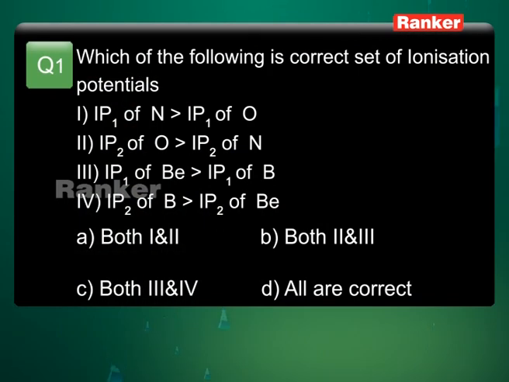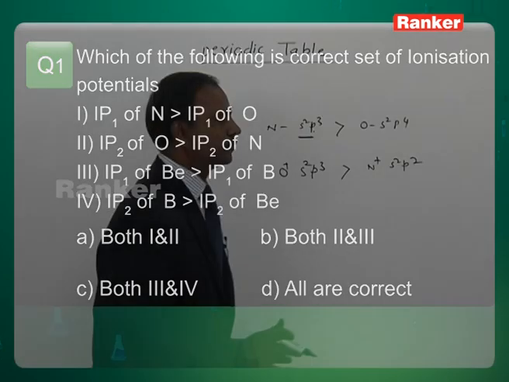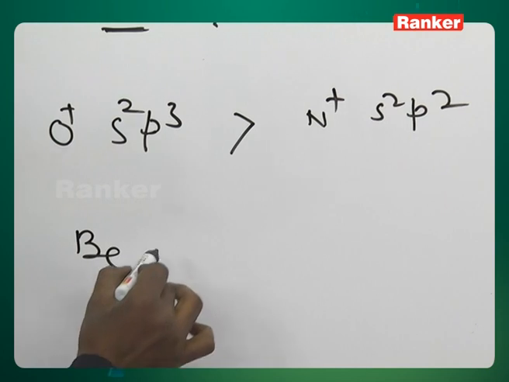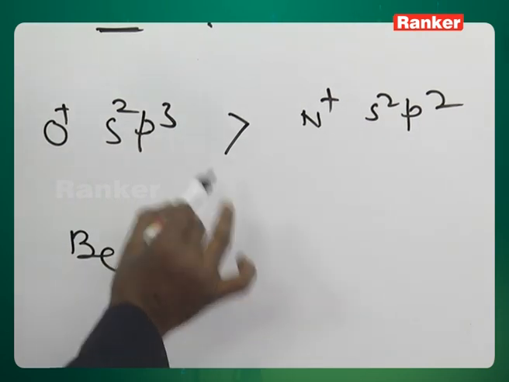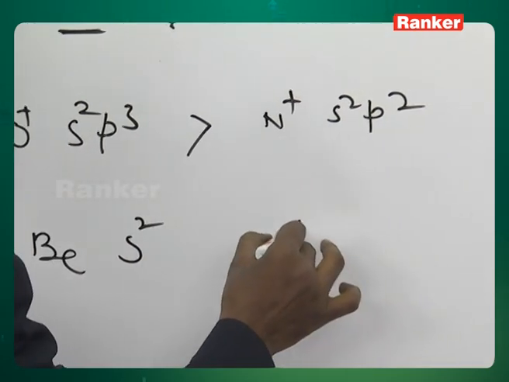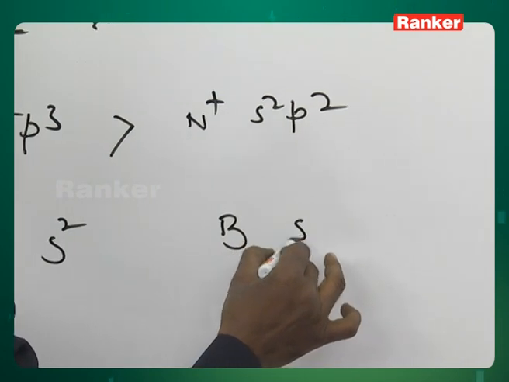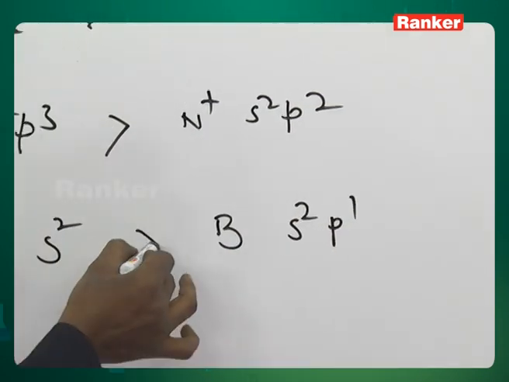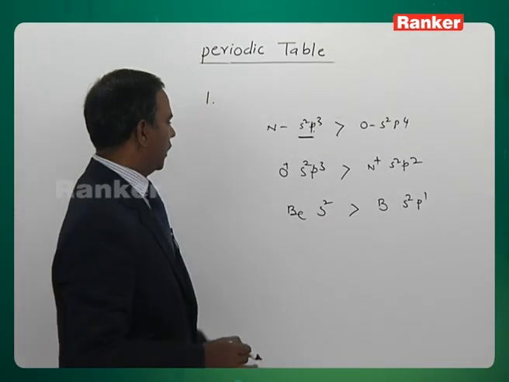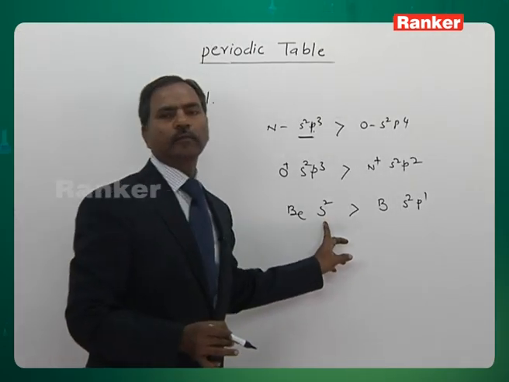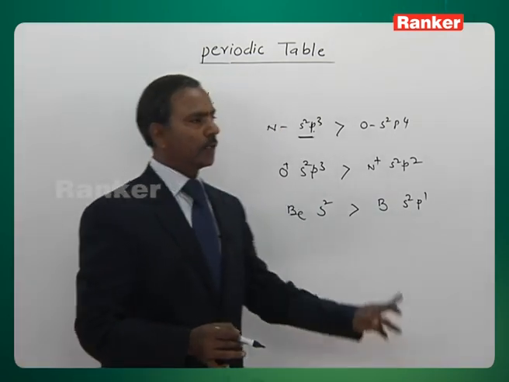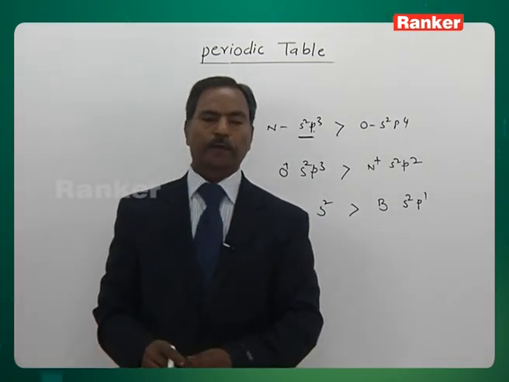See option 3, IP1 of beryllium is more than IP1 of boron. The electronic configuration of beryllium is s2, but boron is s2p1. Yes, we agree. The removal of an electron from s2 is difficult, but we can easily remove the electron from p1. Therefore, this is also a correct statement.